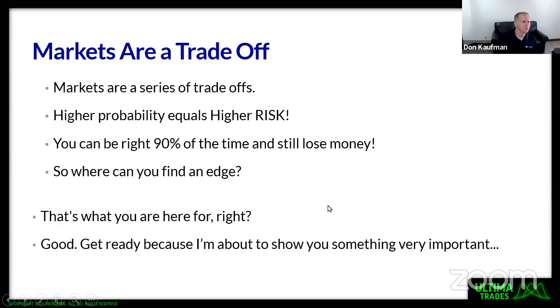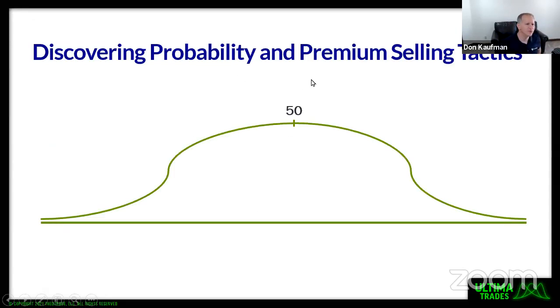Markets are a trade-off. Markets are always going to be a series of trade-offs. Higher probability can be higher risk. You can be right 90% of the time and you can still lose money. So where can you find edge? And that's what people are here for, right? It's good because that's what we're going to show you. And we're going to get into some very important details right here, right now. Discovering probability and premium selling tactics.